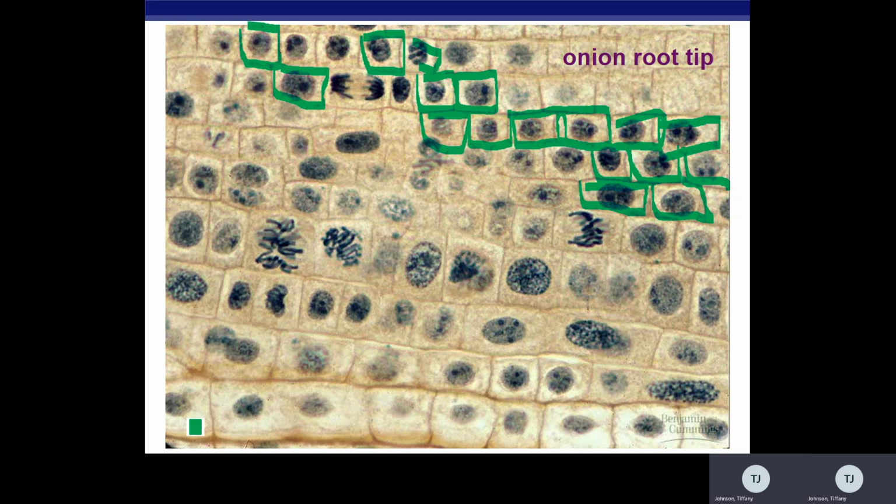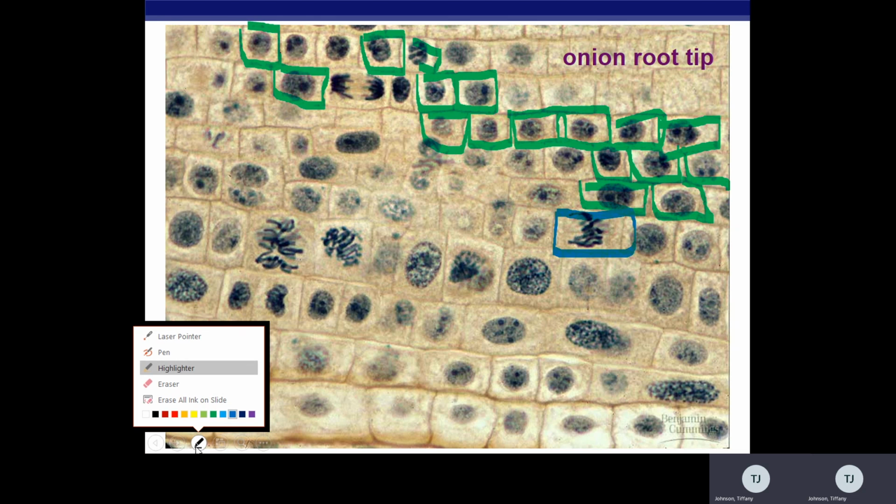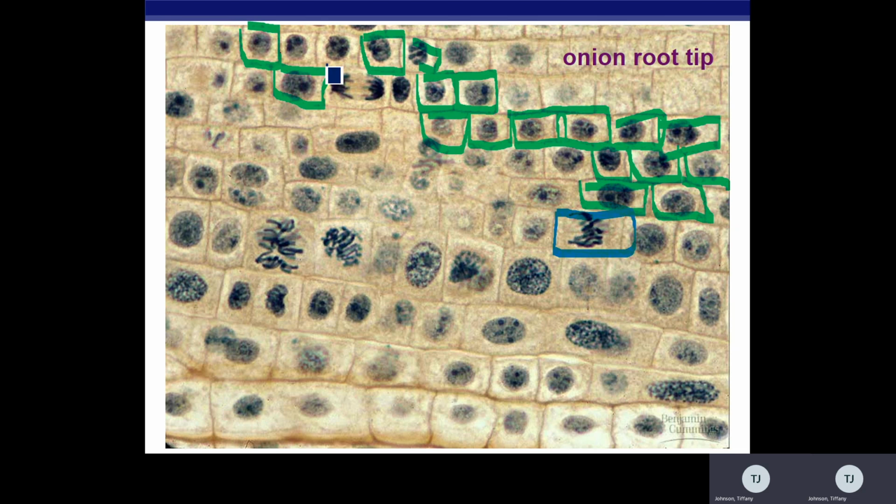Now, let me give you a different one. I'll put it in a different color. Let's try this guy here. Definitely metaphase. Metaphase kind of looks like stitches, right? So it looks like the chromosomes are all lined up in the middle. Good. All right, let me try a different one. Let's try this guy here. That one's definitely anaphase. You can see the chromosomes being pulled apart. Let's try this guy here.